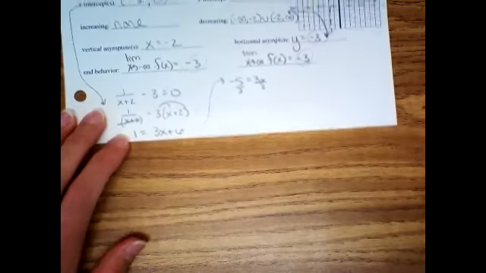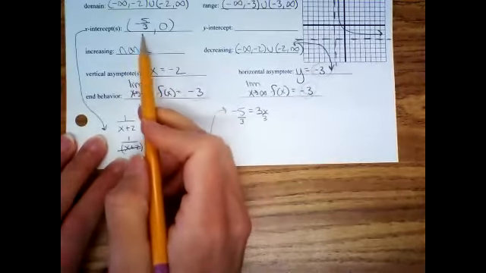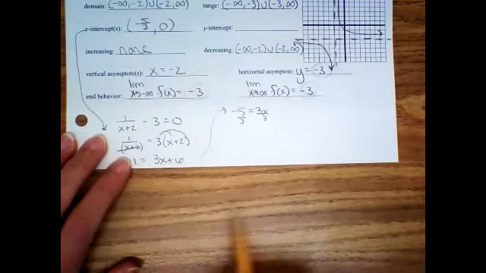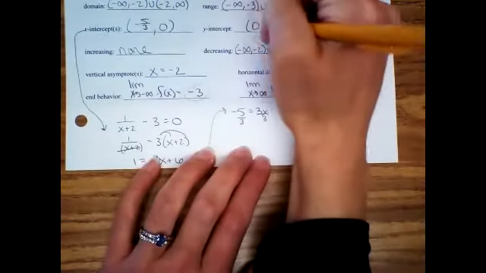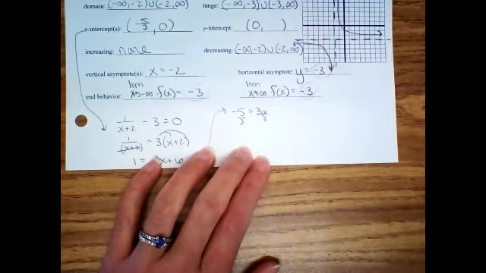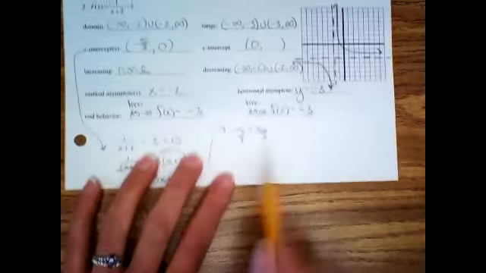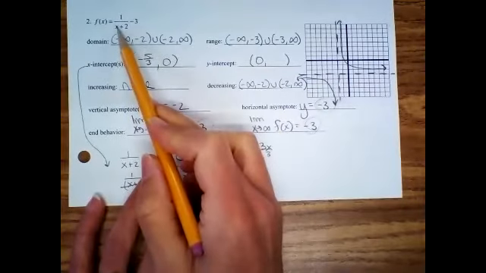So negative 5/3, comma 0. Sorry, slide that down. All right, the y-intercept is going to be 0, something. That's a little bit easier. All you have to do is plug in 0.